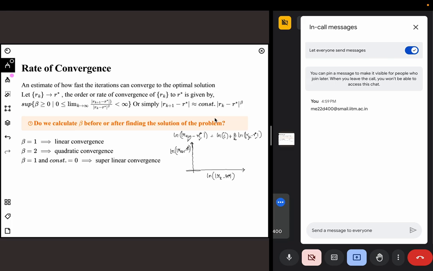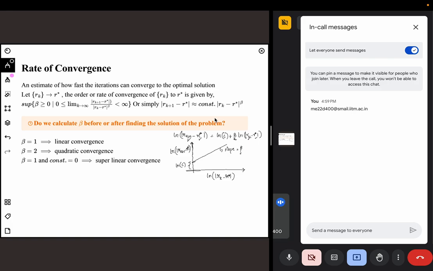If you draw this plot, then it will be something like this. This will be my ln C, and the slope will be the beta, and this is my order of convergence. Depending on the value of beta, we have different names for it. If beta is 1, we call it a linear convergence. Beta is 2, we call it quadratic convergence.